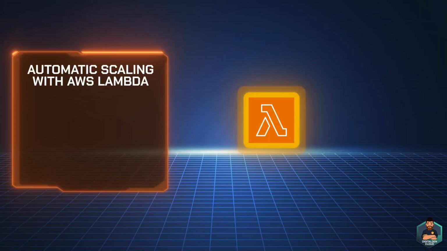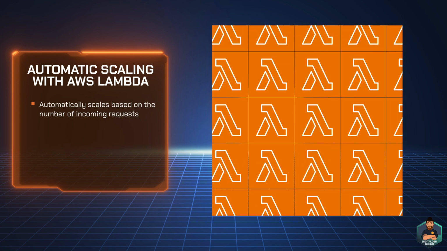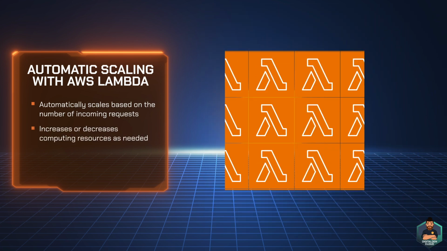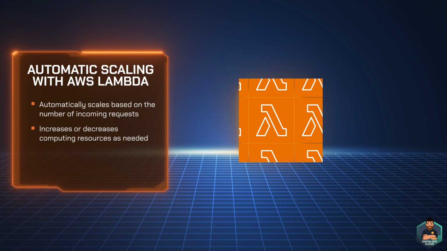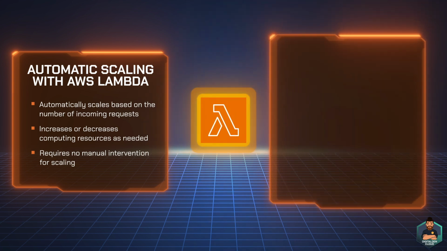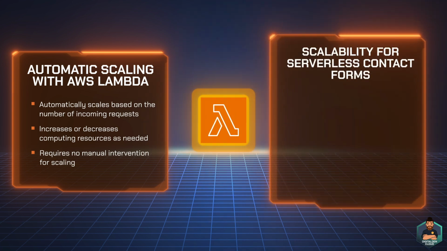One of Lambda's most powerful features is its ability to automatically scale. Lambda can increase or decrease the computing resources allocated to your function based on how many requests are incoming, without requiring any manual intervention.